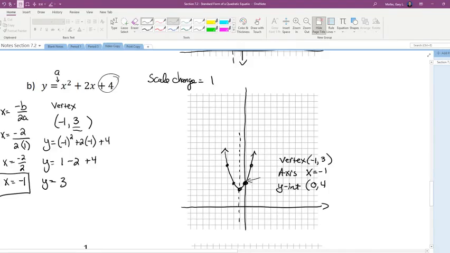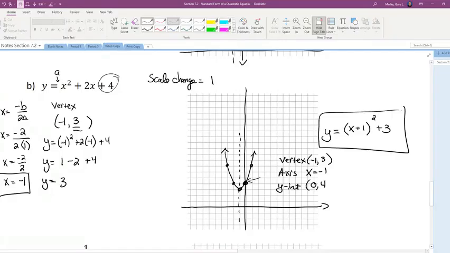And the last thing I want is vertex form. So we have y equals, my a value is 1, so I don't need to write it. X, we moved over to negative 1 again, so that would be x plus 1 squared, and we moved up 3. So that should be in vertex form. And how could we test to see if we did that right? Well, we could just do what we did in the previous example. We could turn this into standard form by multiplying x plus 1 times itself and adding 3 and see what we get.